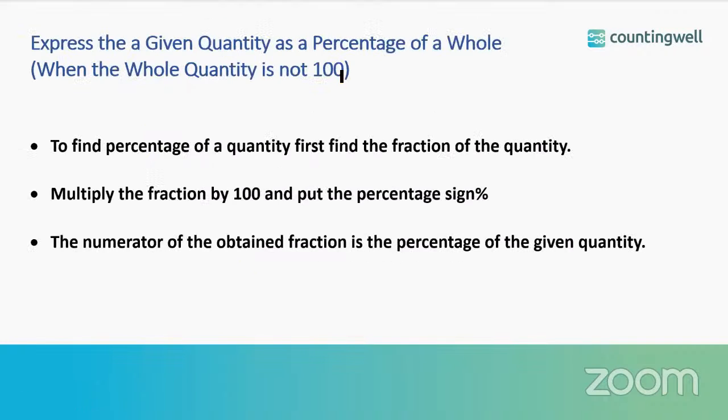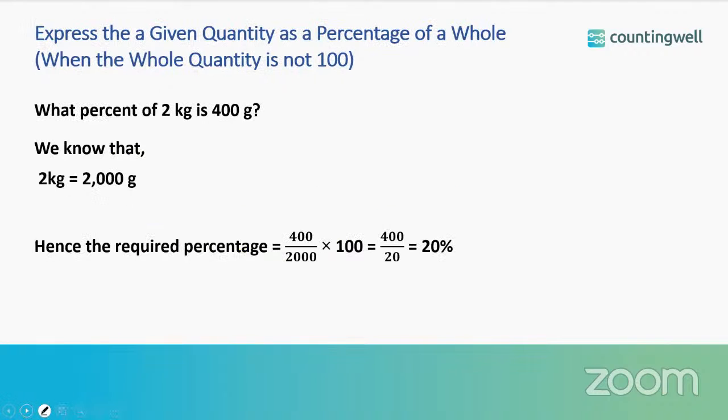Now let us try to express the given quantity as a percentage of a whole when the whole is not 100. Whenever we write percent, it means per 100. But what if the given quantity should be expressed as a percentage of a whole, but the whole quantity is not 100? In that case, we have to multiply the fraction by 100 and put the percentage sign. The numerator of the obtained fraction is the percentage of the given quantity. To understand this properly, let us take one example.